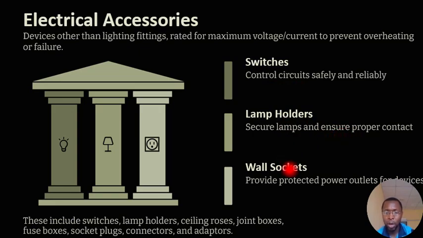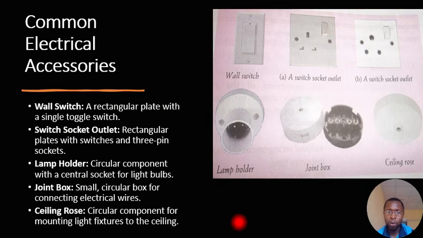Then we have the wall socket. The wall socket provides a space where power can be connected. So it's a space for power outlets. And some other ones are the ceiling roses, the joint boxes, the fuse boxes, the socket plugs, the connector, and the adapter. So let's talk about these electrical accessories one after the other.